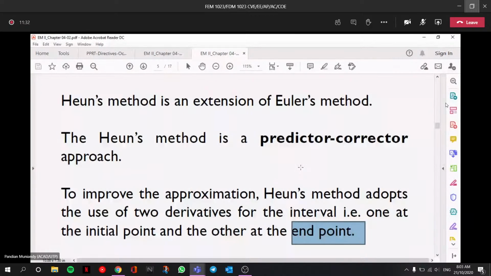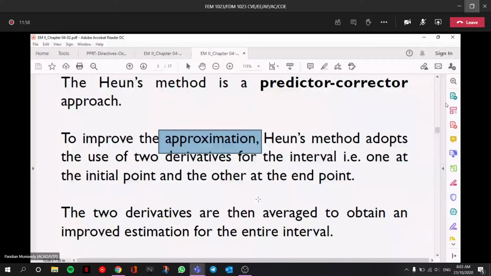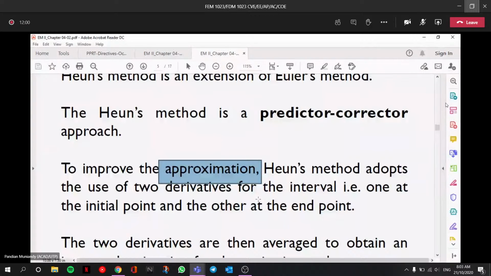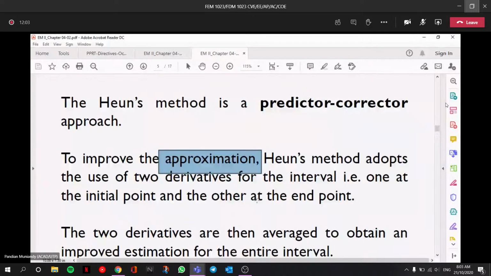So we want to see what that improvement is, because all these methods that you studied in a previous lecture, Euler's method, is an approximation. This is the keyword. So this approximation can be improved. That is what this method is all about: improving the Euler's method, because Euler's method is an approximation method.